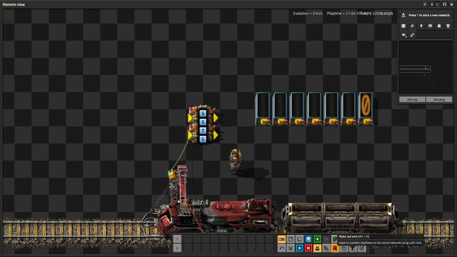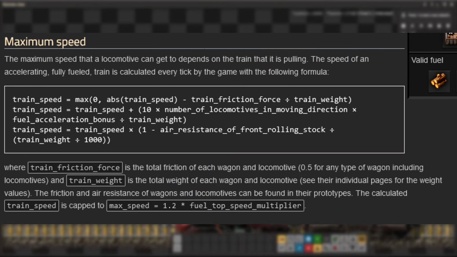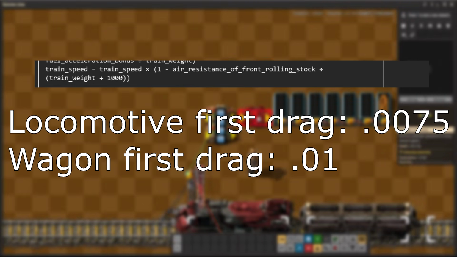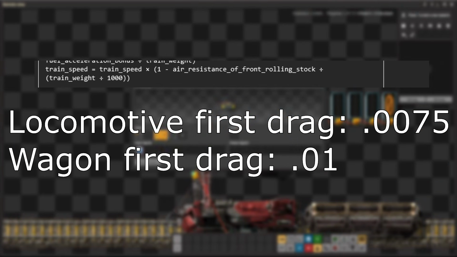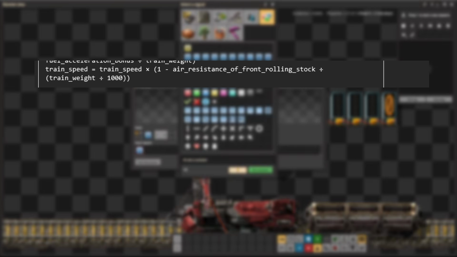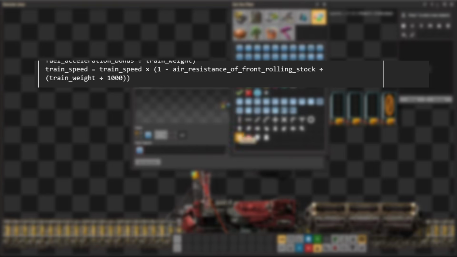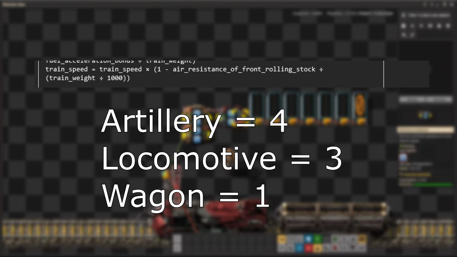Late production clarification here. Train speed is governed by this equation. The value for air resistance is 0.01 for wagons and 0.0075 for locomotives. A 25% difference, which is in the neighborhood of my observed decreases in fuel efficiency. The air resistance value is then directly divided by 0.1% of the weight of the train, which functionally just converts them to simple one-digit values per rolling stock.